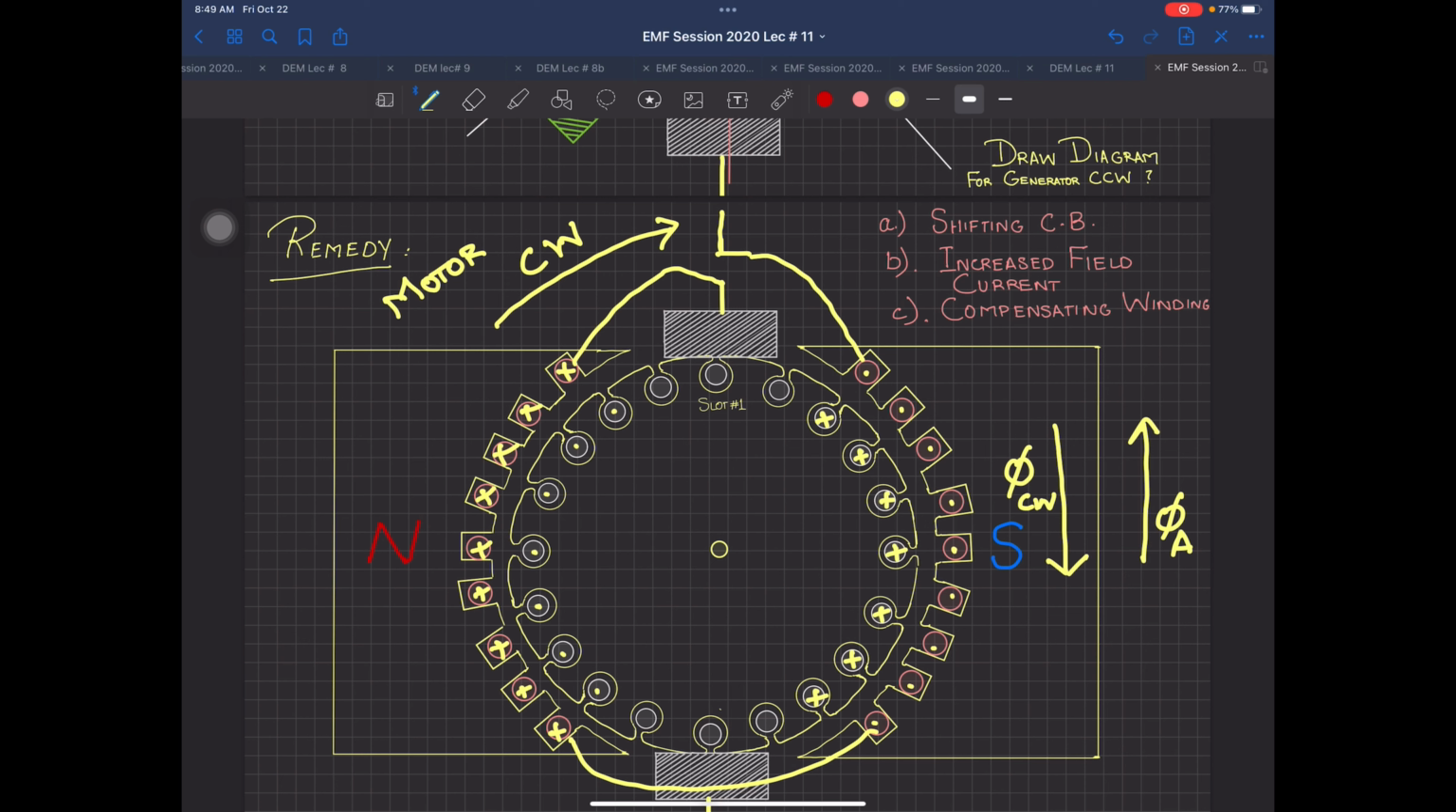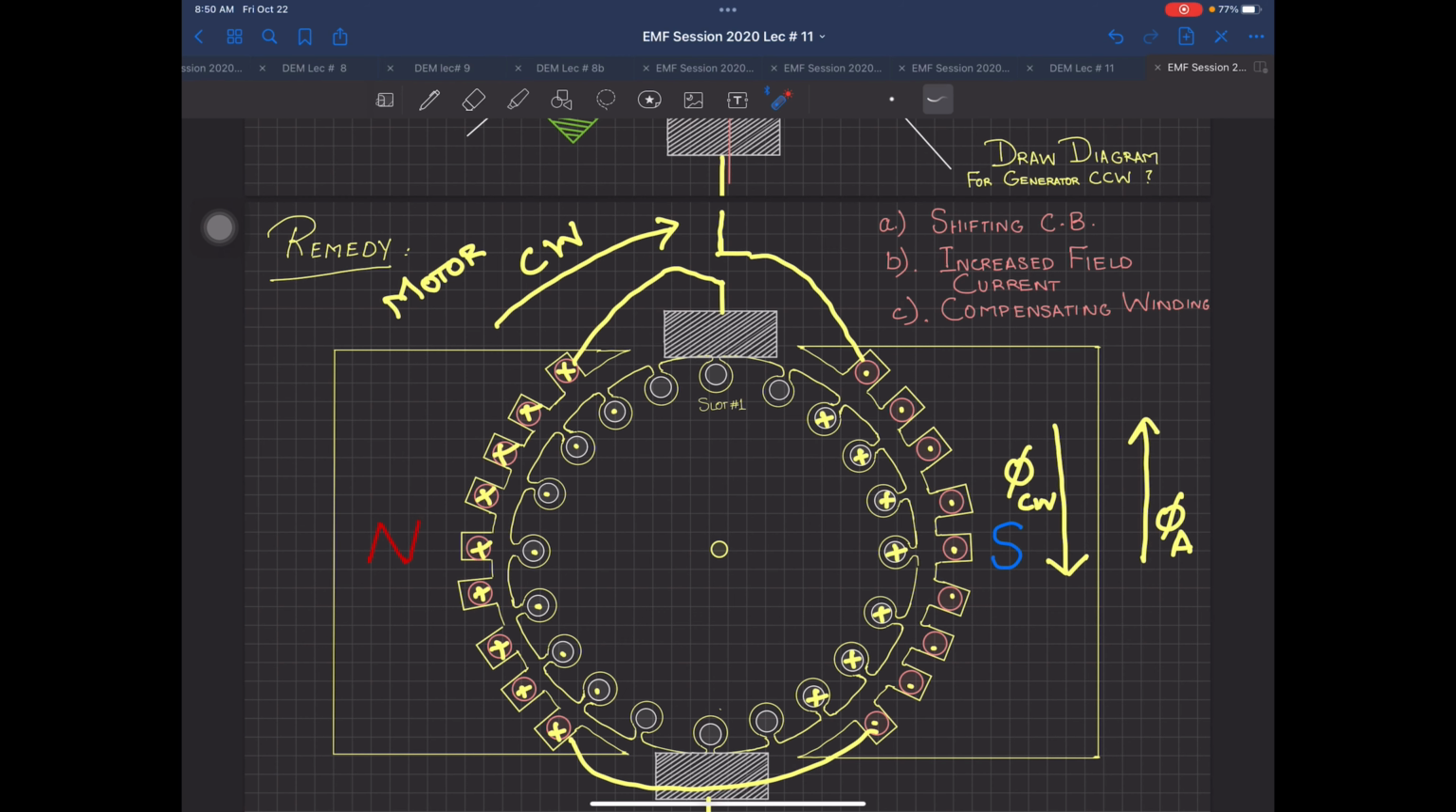Now the problem over here, this is the best solution of compensating windings. How the best solution? Because this compensating winding has to be made on the pole faces. आपको इन pole faces के अंदर grooves बनाने हैं, उन grooves के अंदर winding रखनी है, and you have to cover that winding also. So it's a very difficult and expensive process. So it's only done for larger machines.